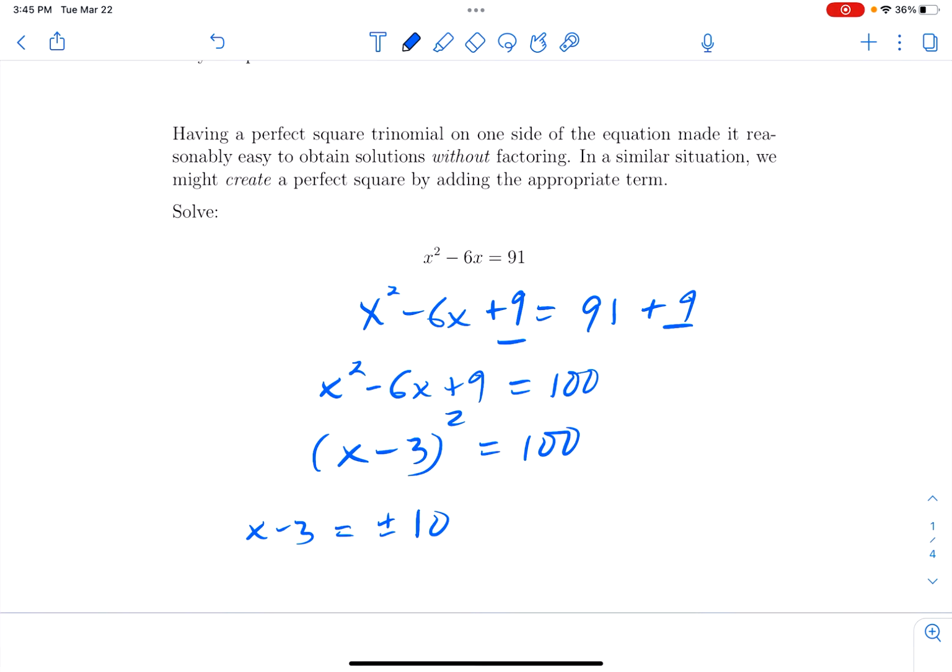That's the square root. So maybe x minus 3 is equal to 10. Maybe x minus 3 is equal to negative 10.